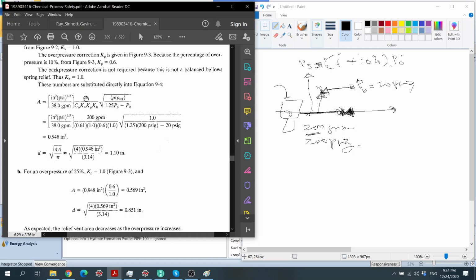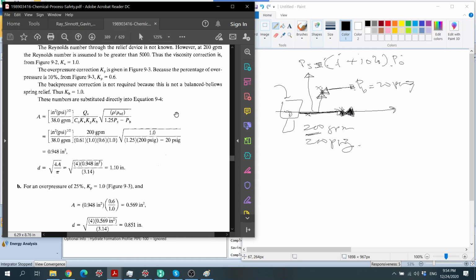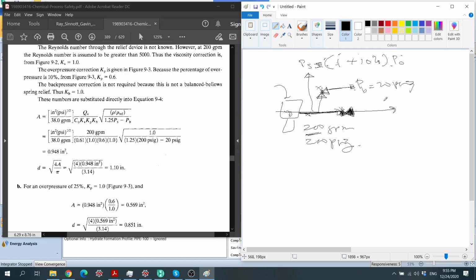So we have KV, put 200, and then C naught is 0.6, KV is 1, KP is 0.6, KB is 1, and then because it's water, it's a 1 as well, and then 1.25 PS, PS is the set pressure here, 200 psig, and then PB is this guy, the 20 psig.